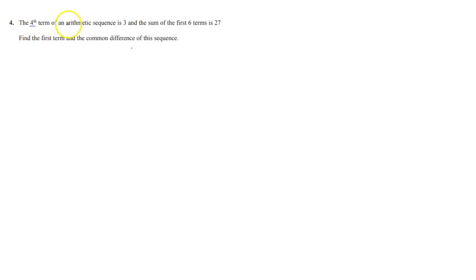Question number 4. The fourth term of an arithmetic sequence is 3 and the sum of the first 6 terms is 27. If the first term is A, the second is A plus D, the third will be A plus 2D, the fourth will be A plus 3D. It is saying this fourth term is 3. So we have the equation A plus 3D equal to 3. This is the first equation.